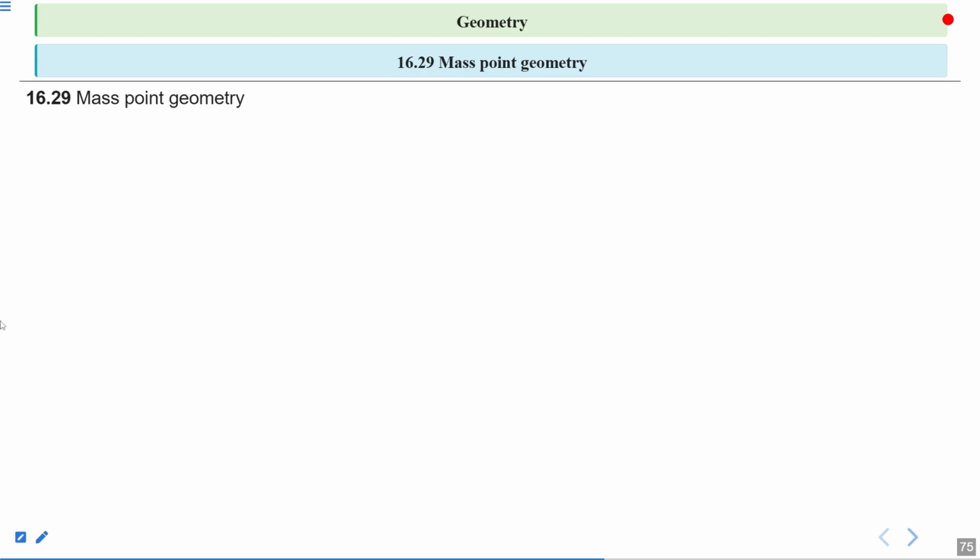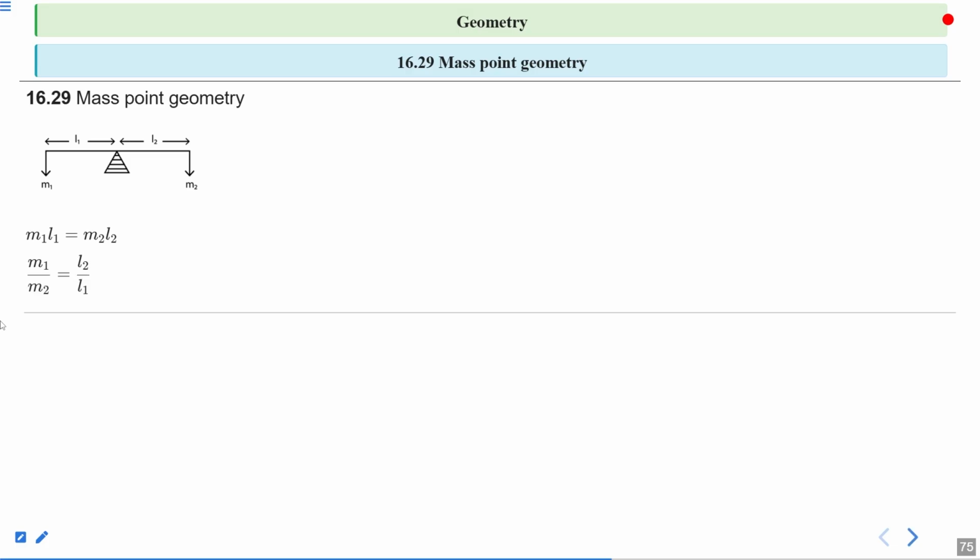Mass point geometry. So we can see in the diagram, M1 into L1 equals M2 into L2. So we can also say that M1 upon M2 equals L2 upon L1.